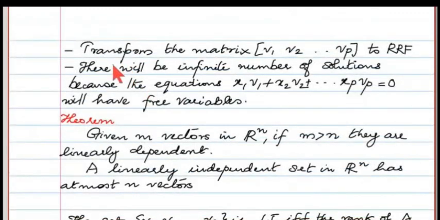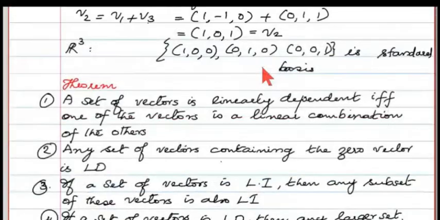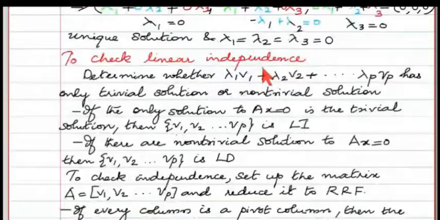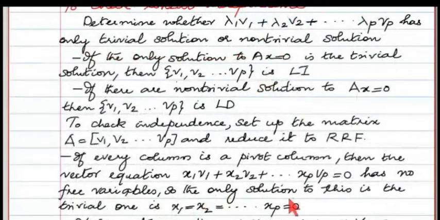So how do we find the solution? First of all, we need to transform the matrix to REF form. If there are an infinite number of solutions, it means the equation will have free variables. If the equation has no free variables, as we already discussed, the only solution is the trivial solution.